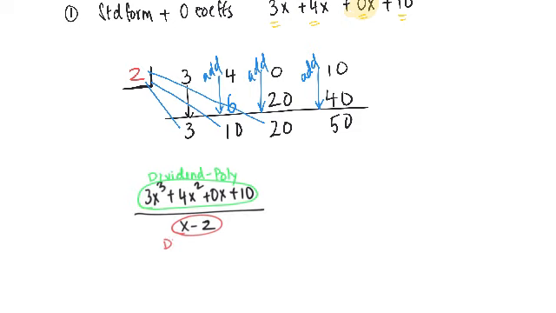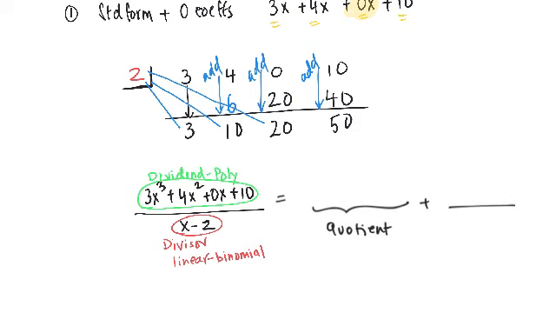So here's our divisor, which was a linear binomial. Linear because it has just a power of x to the 1, and binomial because it has two terms. We want to come out with a quotient, right? There will be a quotient, and then there will be a remainder which we're going to put over the divisor. That's going to be the way our answer will come out.